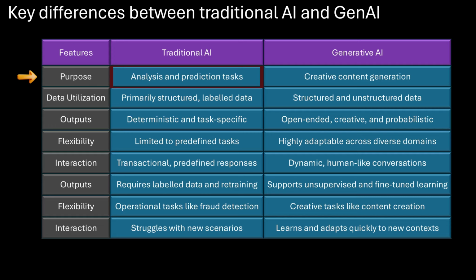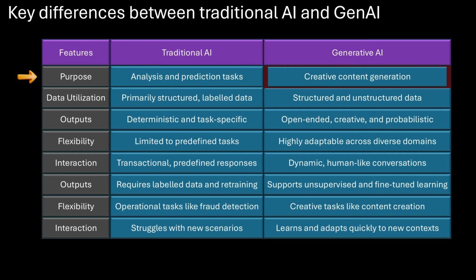Traditional AI focuses on analyzing data, identifying patterns, and making predictions based on predefined algorithms. It is commonly used for tasks such as classification, regression, and anomaly detection. For example, traditional AI can predict whether an email is spam or legitimate by analyzing specific patterns.